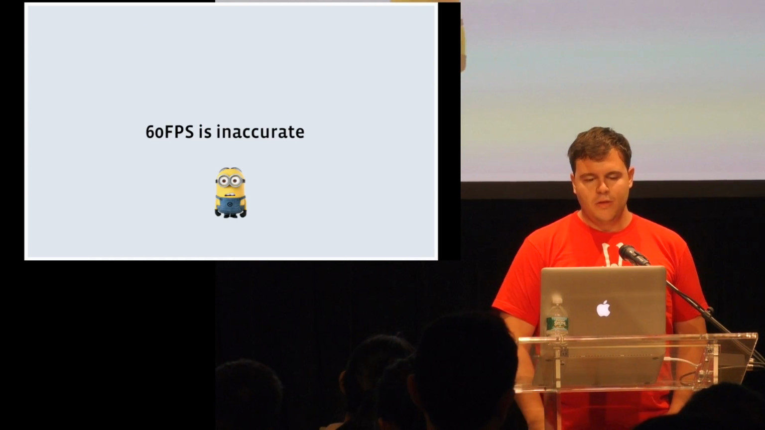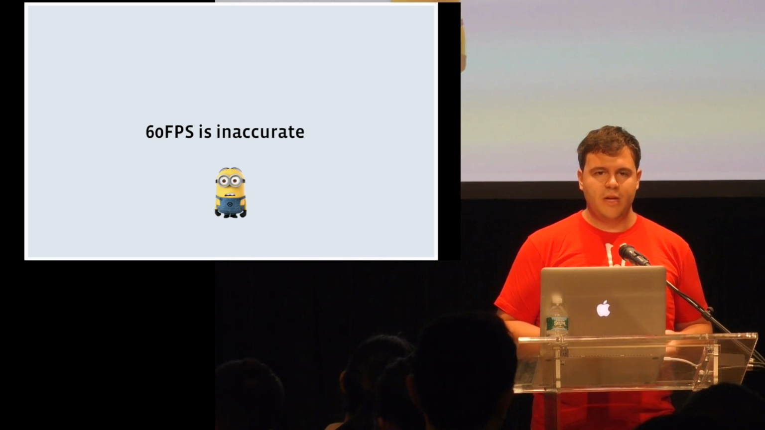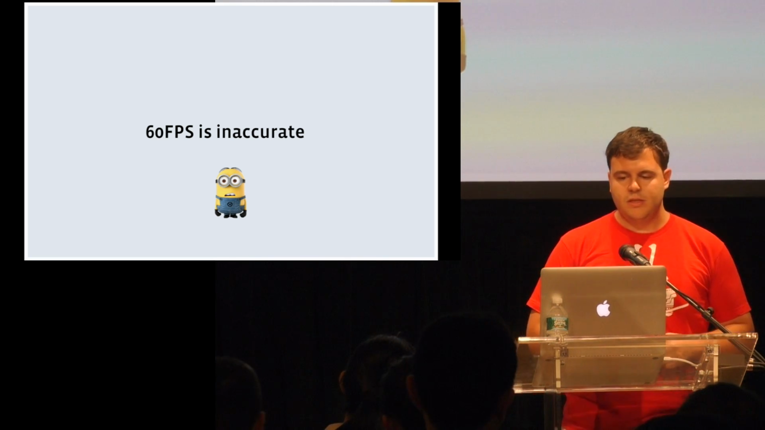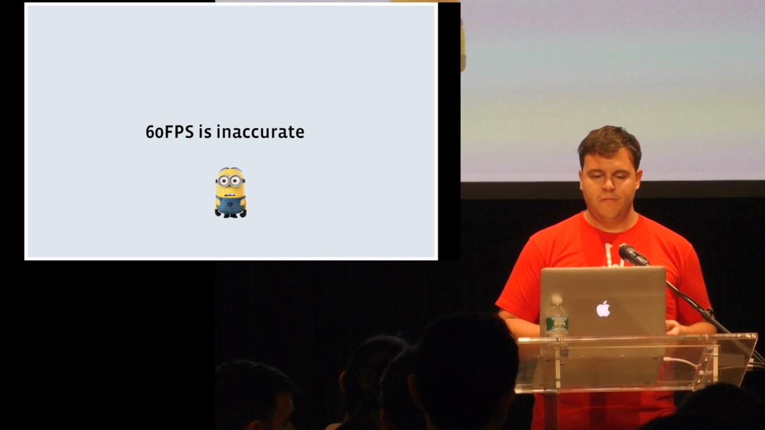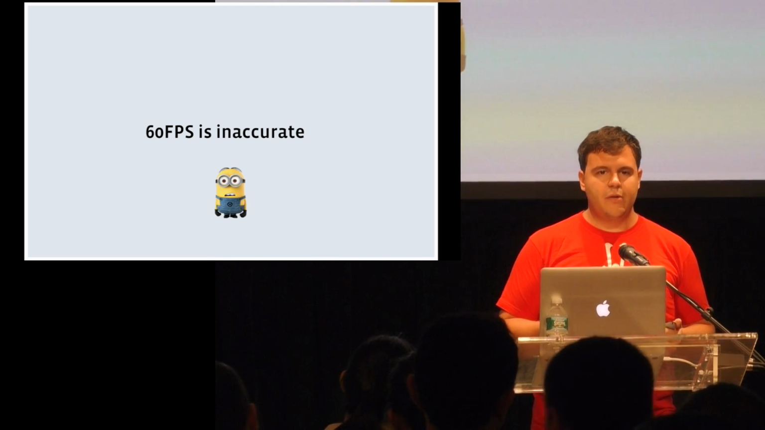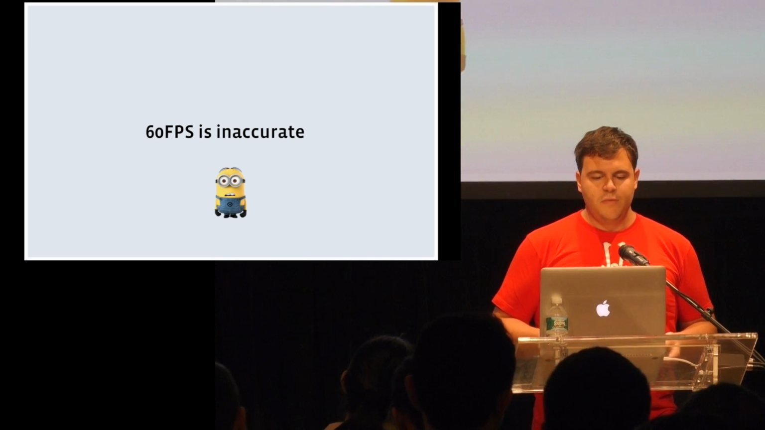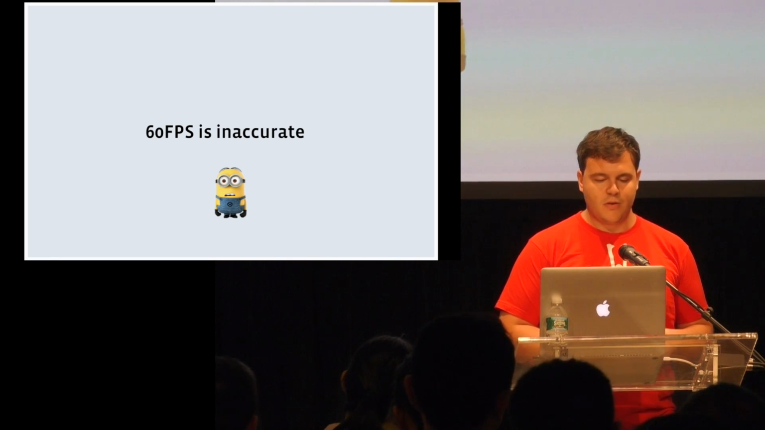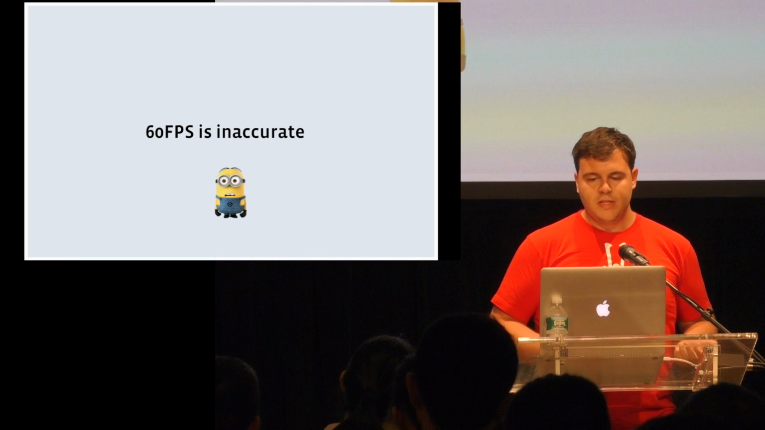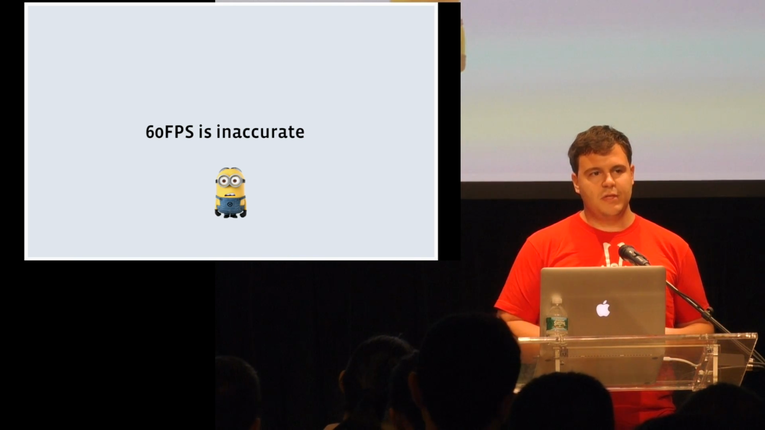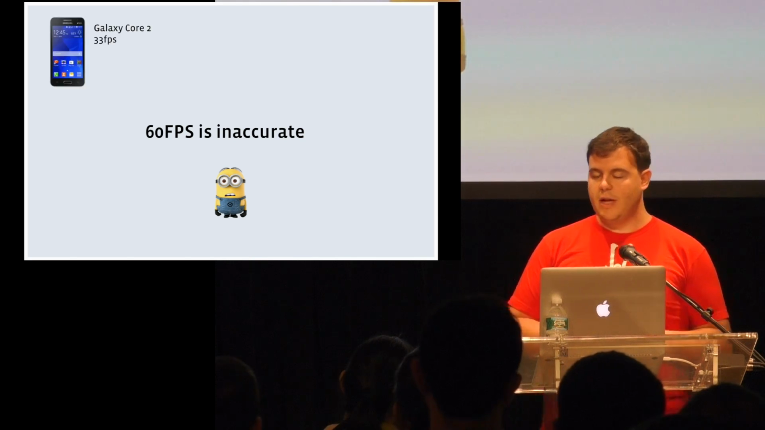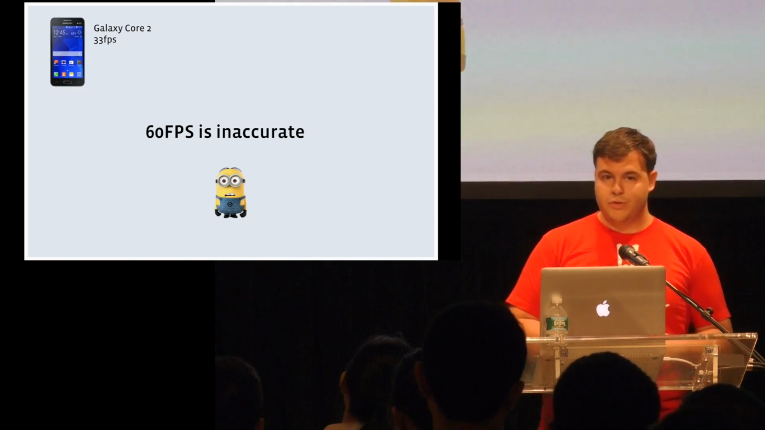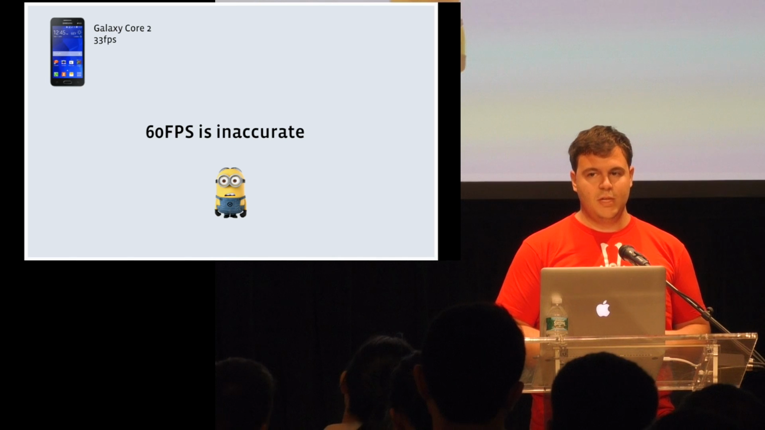So I said we have to kind of change the way we talk about the problem, right? And that's because we always hear this metric of devices trying to render at 60 FPS. 60 FPS isn't actually a perfectly accurate representation of what's happening across devices. Lots of devices don't ever render at 60 FPS. They are capped at a significantly lower frame rate. For example, the Galaxy Core 2 can only render at 33 frames per second.